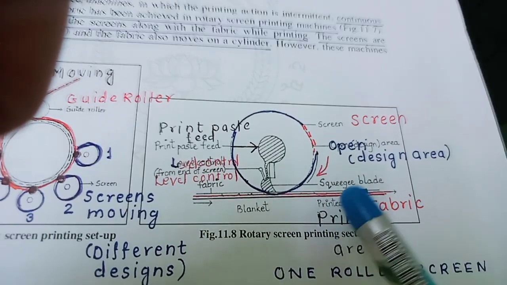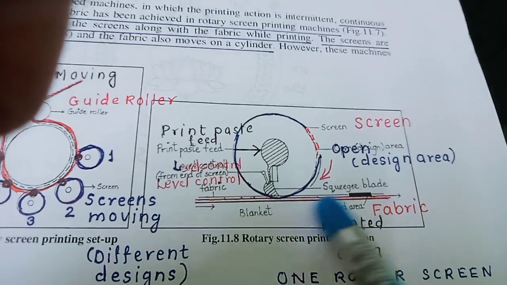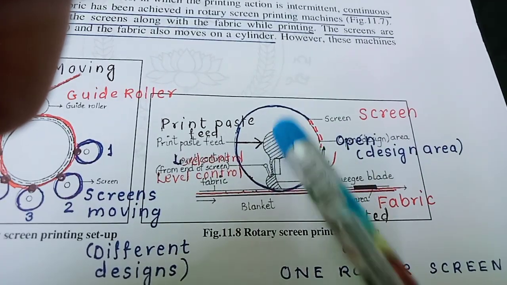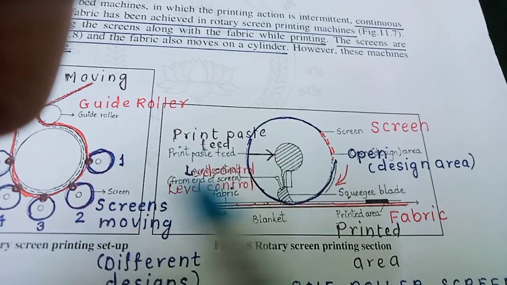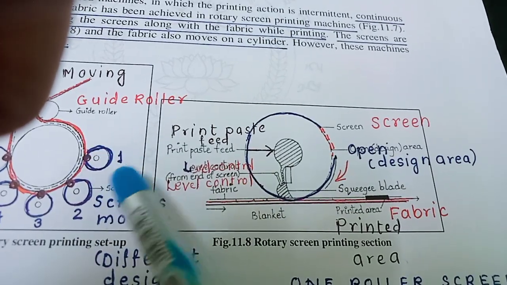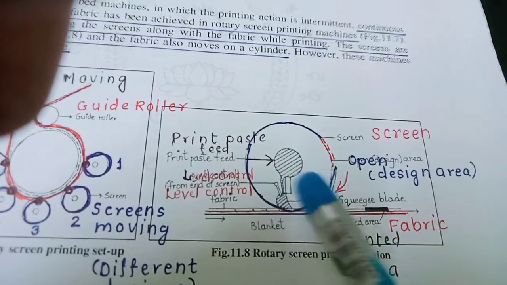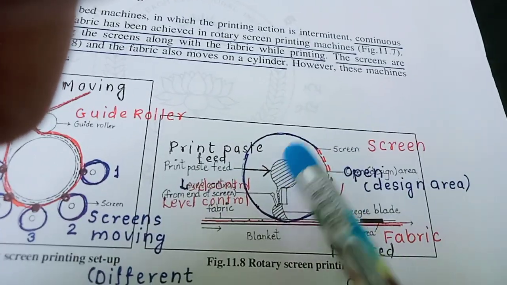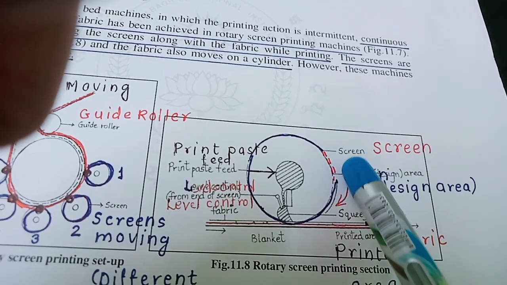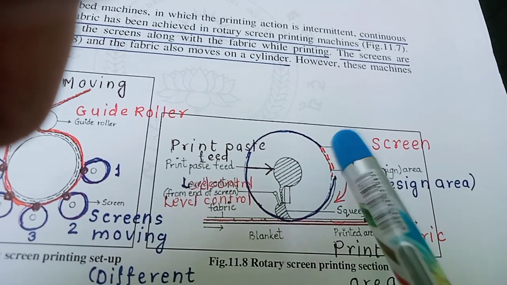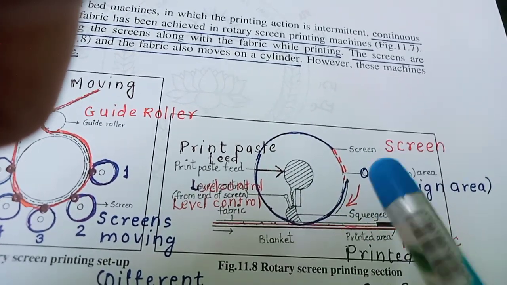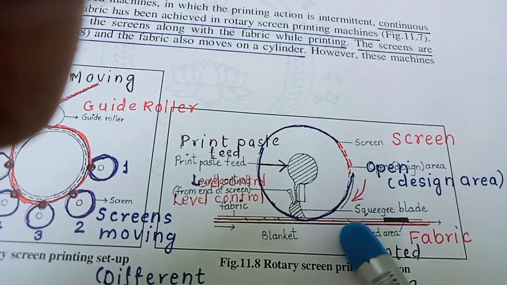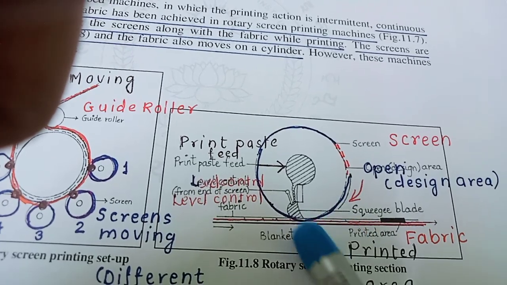Here this is a squeeze blade. This is a fabric. Now this is a level control. So this is enlargement of one roller. Just consider any design. So this paste is applied at the center. This is a design part. As this fabric, as this roller comes down, what will happen? The color will come through the screen and it will be printed on the fabric.